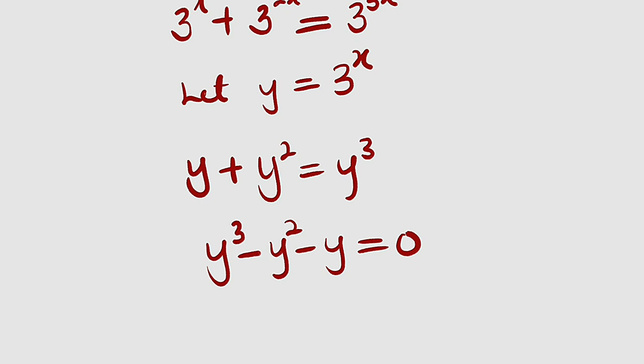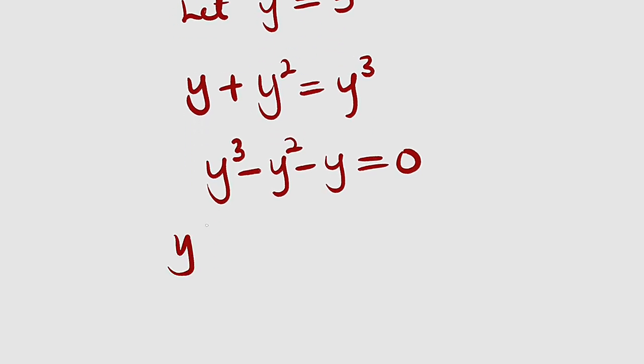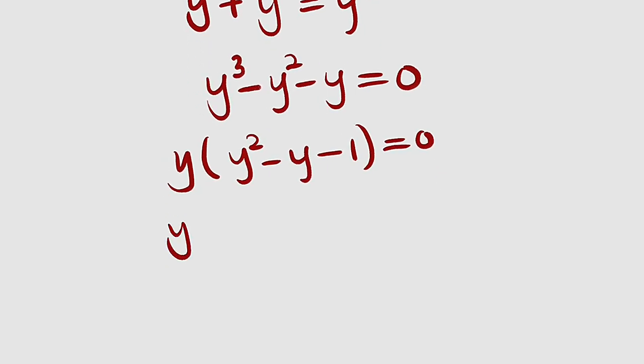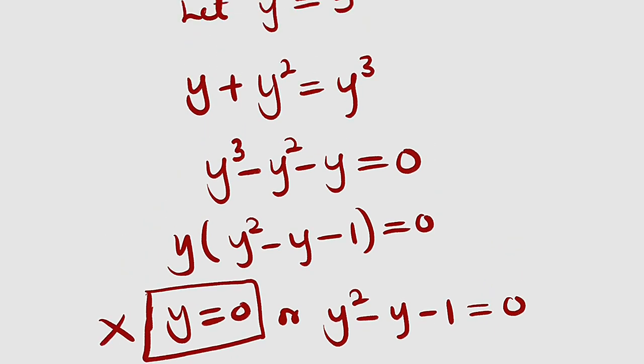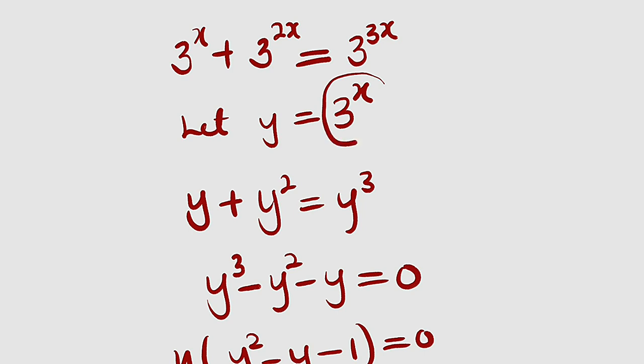What we have in common is y, so let's factor it out. We have y inside, we have y squared minus y minus 1 equal to 0. So it means that y could either be equal to 0 or y squared minus y minus 1 equal to 0. So from here we can discard this solution. Why? Because there is no way 3 to the power of x will be equal to 0. So y equal to 0 is not true.